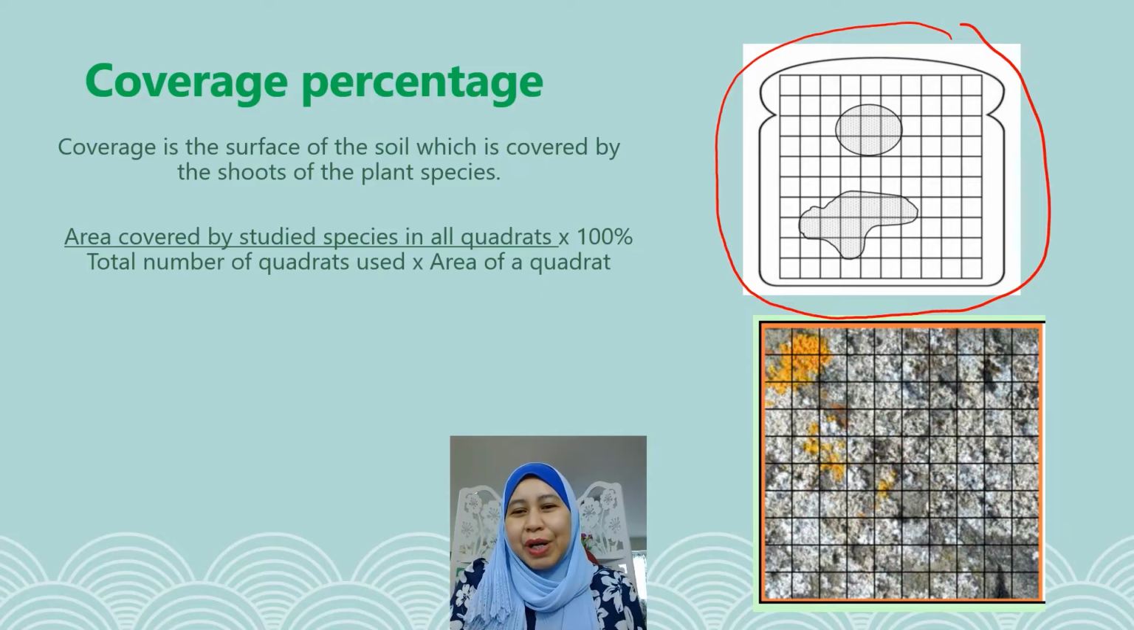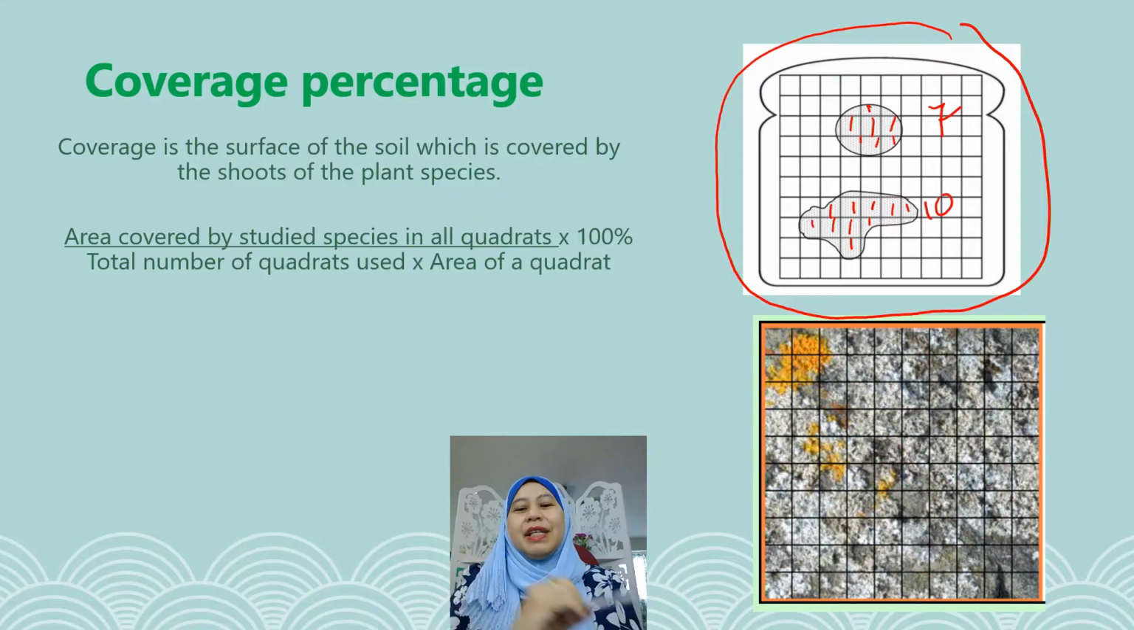Okay, let us try. Okay, so we have this one, 1, 2, 3, 4, 5, 6, 7. So we have 7 here. Okay, how about down here? We have 1, 2, 3, 4, 5, 6, 7, 8, 9, 10. So we have 10 here. Okay, so the area covered by Mucor sp on this quadrat is 17.